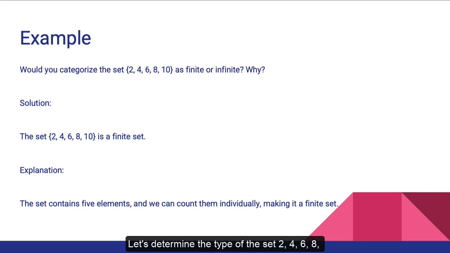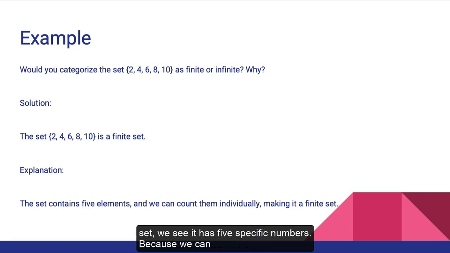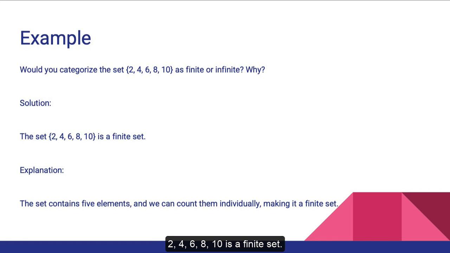Let's determine the type of the set {2, 4, 6, 8, 10}. Is it finite or infinite? Looking at this set, we see it has 5 specific numbers. Because we can individually count these 5 elements, we can confidently say the set {2, 4, 6, 8, 10} is a finite set.